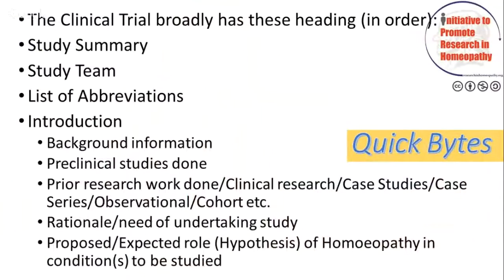Now, these are some of the quick bites. The clinical trial broadly has these headings which we have discussed. So I'm going to read in order that a trial should have a study summary, a study team, a list of abbreviations, followed by an introduction, which is background information, the preclinical studies, the literature review consisting of prior research work, the need of the study, and what is the proposed or the expected role of that study.